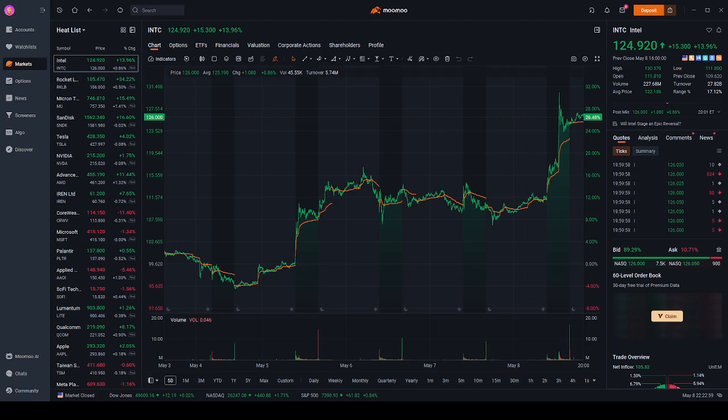Welcome to this tutorial on how to create shorts in Moomoo. Moomoo is a powerful trading platform that allows you to take advantage of various market opportunities, including short selling. First, you need to open the Moomoo app and log into your account.